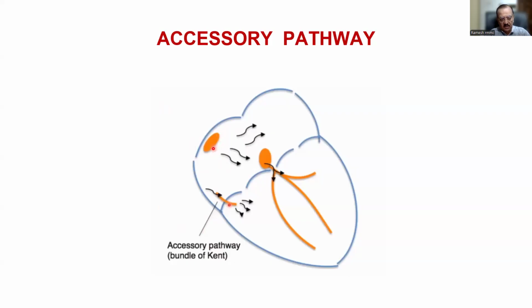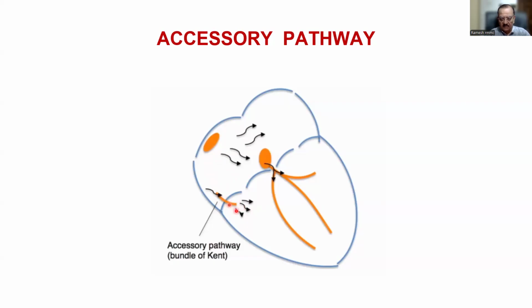See, your sinus node is here, your AV node is here. Impulses should travel through the atrium, come to the AV node, suffer a delay here, the AV nodal delay, that is the PR interval, then go to the ventricle. That is the normal pathway. But some people congenitally have an abnormal wire, a conducting wire directly connecting the atrium to the ventricle. So some impulses will travel through this also.